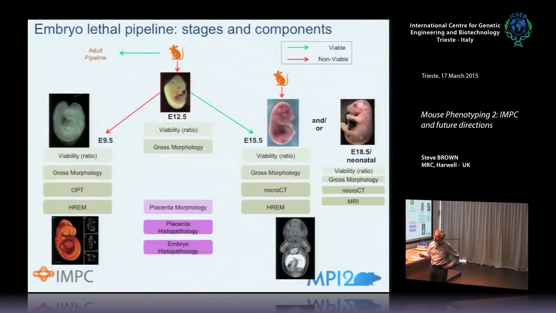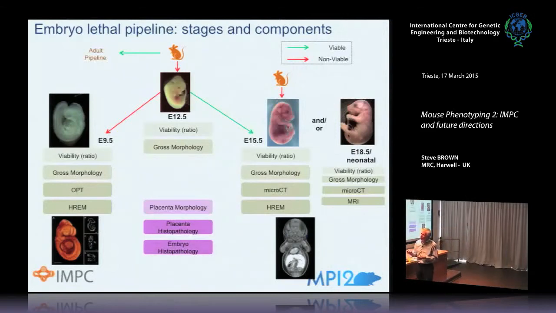Of course, if the embryos are dead at E12.5, we go earlier. We look at the viability at E9.5, we look at gross morphology, and we also use another imaging technique called optical, the name's gone actually, OPT, to actually image embryos at that particular stage, optical projection tomography.